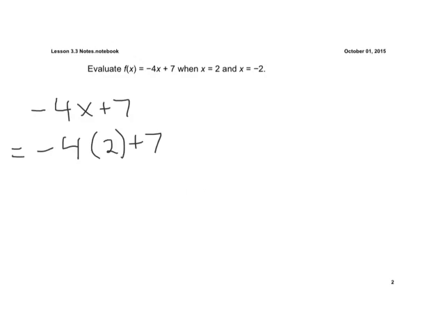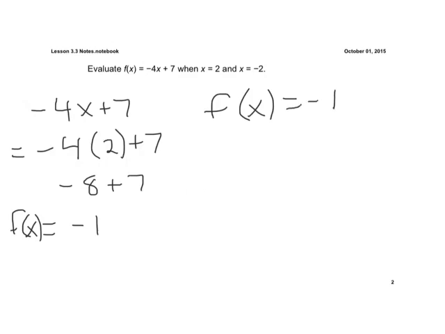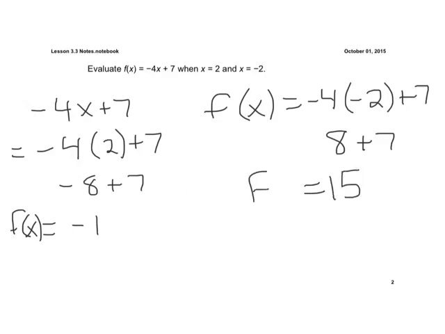So we have negative 4 times 2, which is a negative 8, plus 7. A negative plus a positive is a negative 1. So our first answer is f of x equals negative 1. Our second problem here, now we're plugging in a negative 2. So we have f of x equals negative 4, now instead of x, we're going to plug in that negative 2 and add 7. A negative times a negative is a positive, so we have a positive 8 plus 7 equals 15. So f of x equals 15. We're just substituting in there.